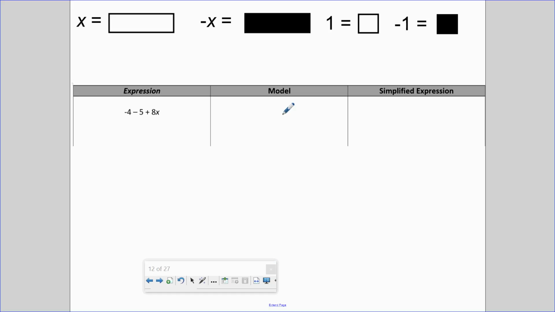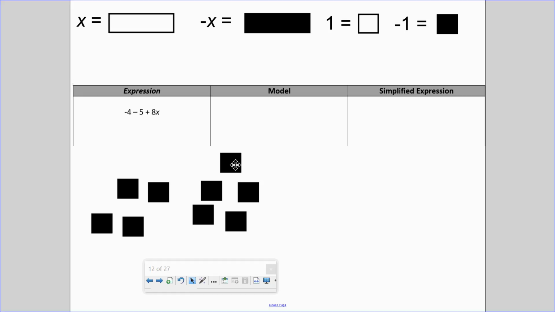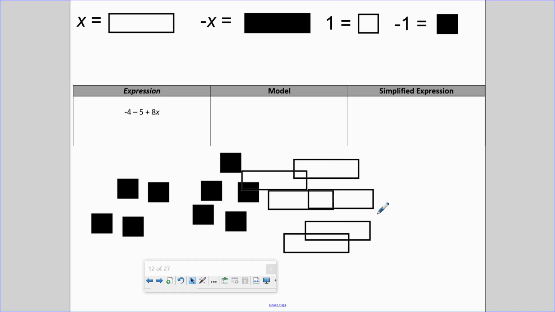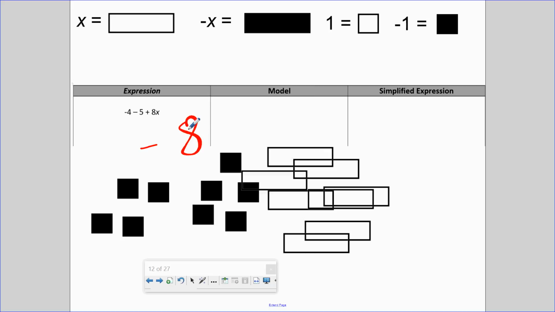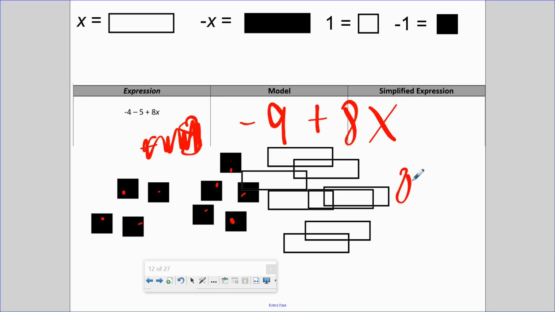Next example, we have negative 4, minus 5, plus 8 x's. We collect like terms, but does anything zero pair out? I don't think so. So negative 9 plus 8x, or 8x plus negative 9, or 8x minus 9.